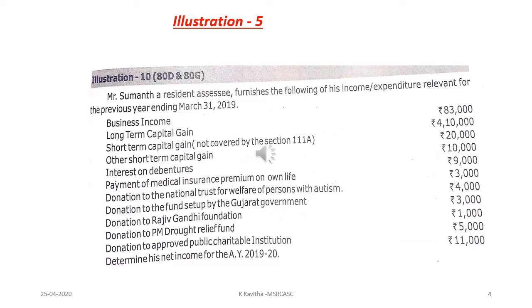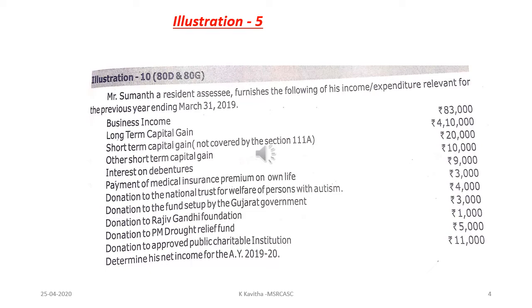Look at this question. Mr. Sumant, a resident, furnishes the following information, and we are supposed to find out what is his total taxable income or net income. He is giving us business income, long-term capital gains, and short-term capital gains not covered by section 111A. Not covered under section 111A means there is no security transaction tax. That means this STCG can be added to gross total income.